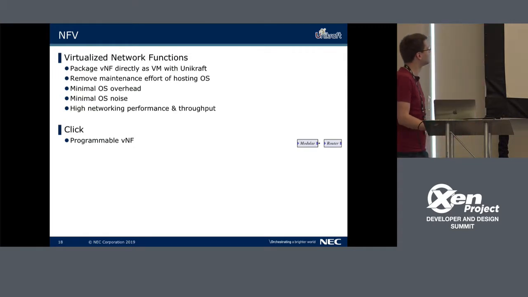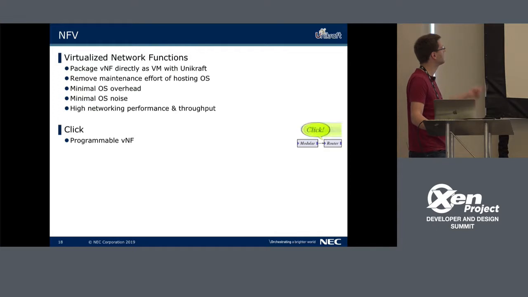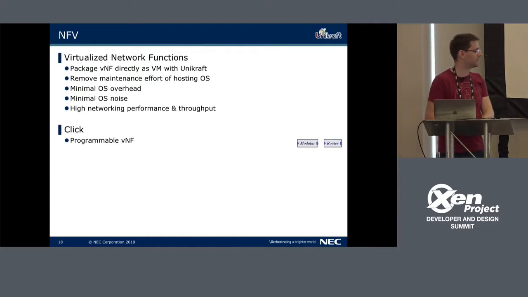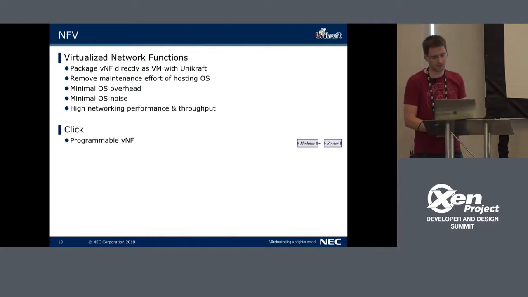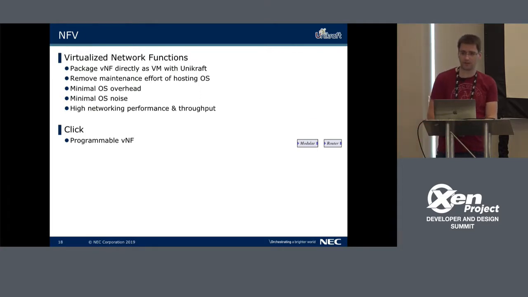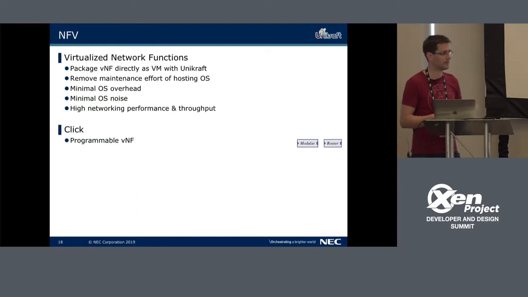Anyway, we have two projects there. One is Click that we recently upstreamed. This is our, let's say, old, more or less research flagship, ClickOS. We ported that to Unikraft, which essentially becomes a programmable virtualized network function where you can build a NAT or a firewall or a load balancer or rate limiter with a Click language.